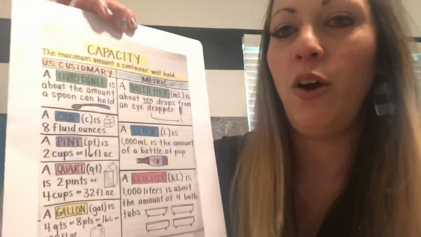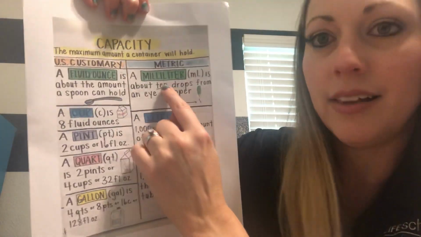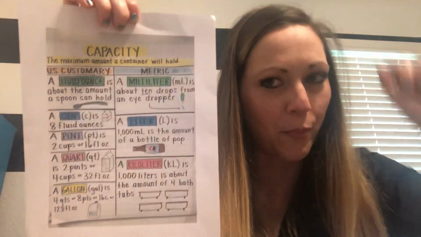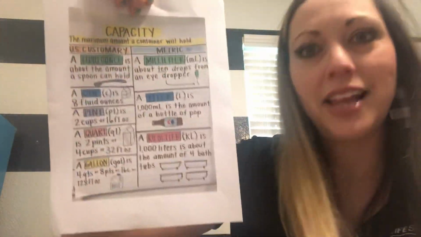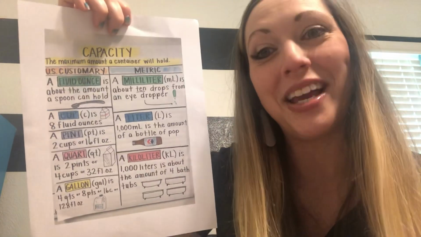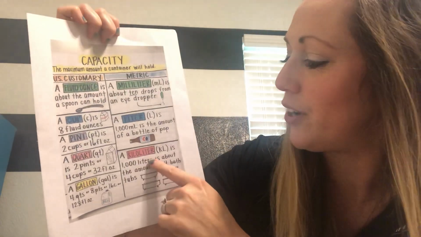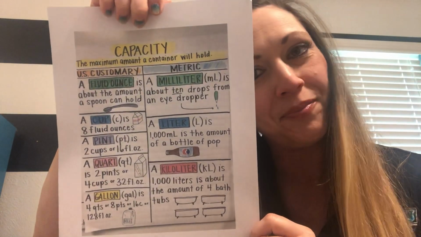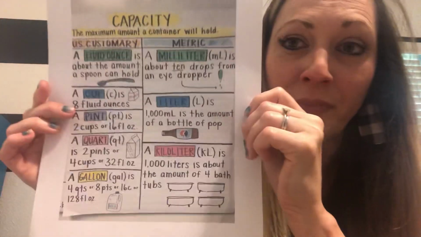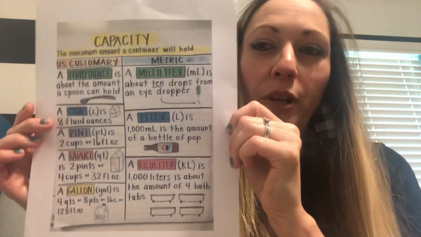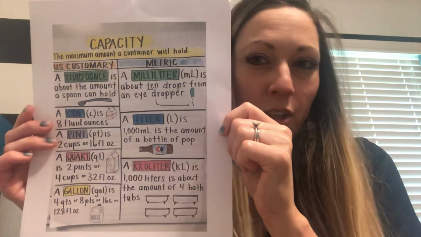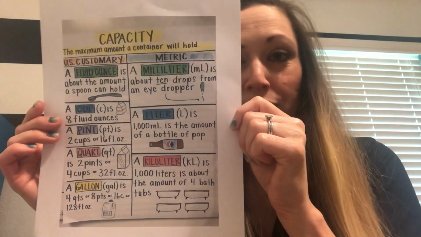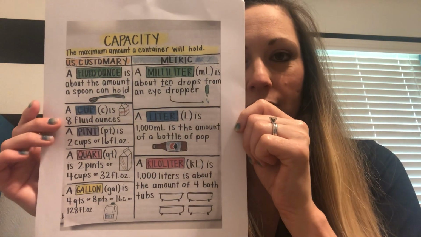Okay. So then on our metric side, we have a milliliter, and it's like 10 drops from a little dropper. I'm sure y'all can relate to this one. A bottle of soda would be a liter. And then a kiloliter would be about the size of 4 bathtubs you could fill with just 1 kiloliter. So what I'm going to do is pause real quick so you can take some notes from our anchor chart to help you answer everything on our district learning website assignments this week.